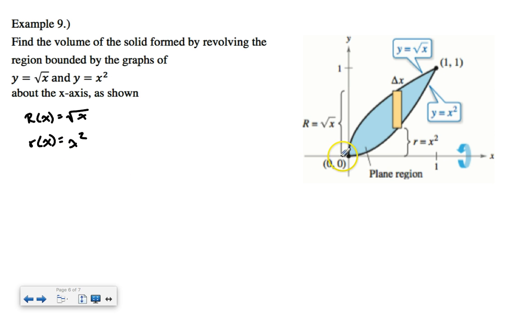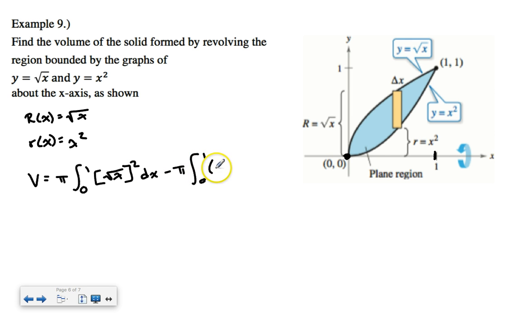We're integrating from 0 to 1. We could figure this out just by setting the two curves equal to each other and figuring out where they cross. So my volume is going to be pi times the integral from 0 to 1, and we'll do the outer radius squared, which is the square root of x squared dx, minus pi times the integral from 0 to 1 of x squared dx.